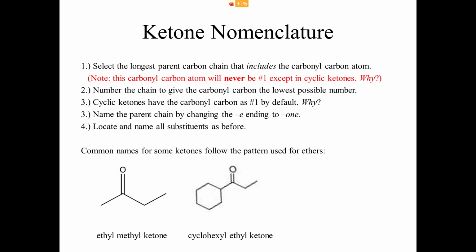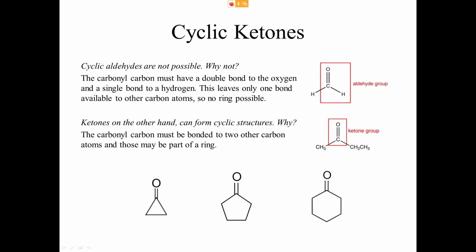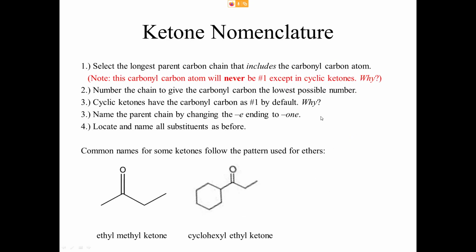And if they are in a ring, then the carbon of the carbonyl is number one of the ring, much like we did with alcohols. It was defined as number one. So if you put a ketone in a ring like this, that carbon is number one by default. Now you could go either way around the ring and give other things the lowest number possible, but this is number one in a ring for ketones. And that's kind of the only place you're going to find ketones as number one, because they can't be at the ends of chains.